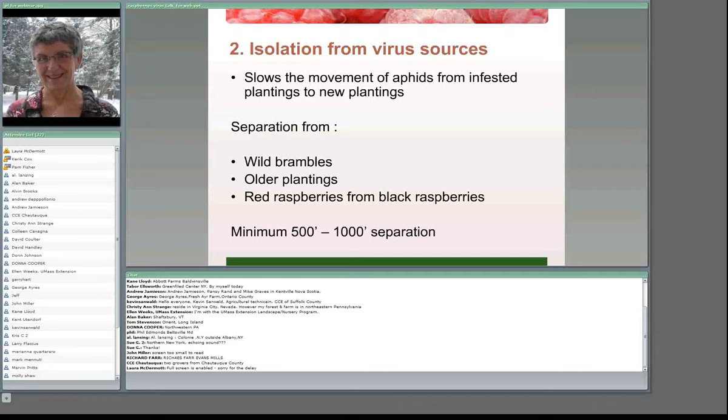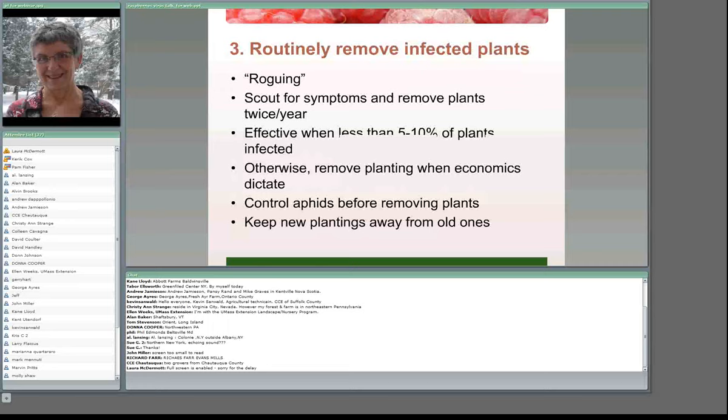The third thing is to routinely identify and remove infected plants. This is known as roguing. You would scout for symptoms and remove infected plants maybe twice a year. Now, this strategy can be effective when less than 5 to 10% of the plants are infected.